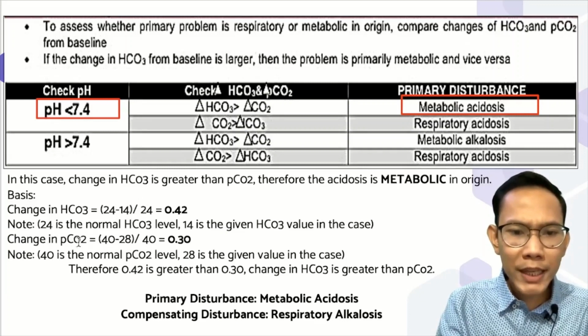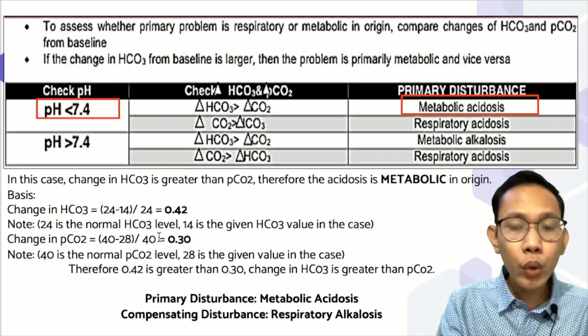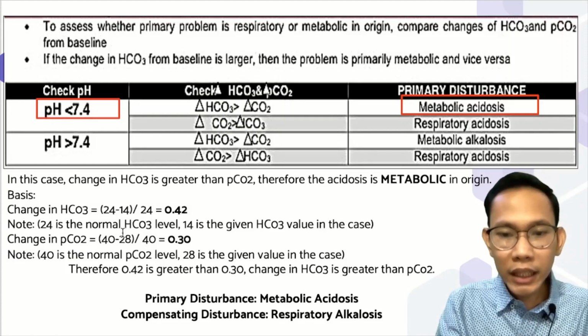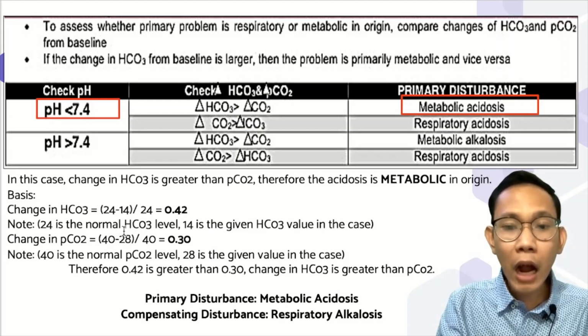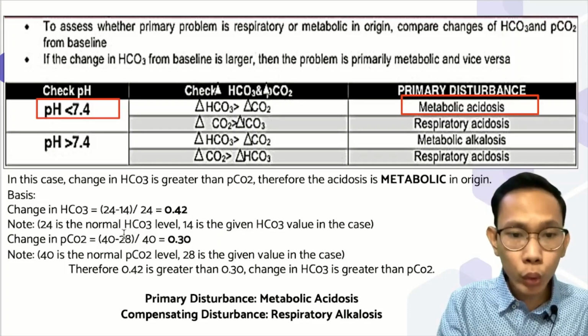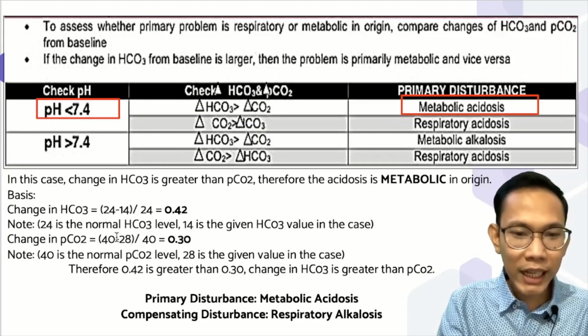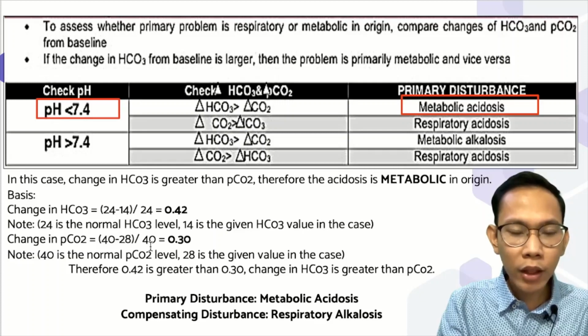Then the change in your PCO2 is equal to 40 minus 28 over 40. Note, yung 40 natin dito is the normal PCO2 level, 40. And then yung 28 dyan is the given value. So technically, constant na yung 40, isa-subtract mo lang yung sa 28 which is the PCO2 of our patient. So madali lang, no? 40 minus 28 over 40, that's gonna be 0.30.